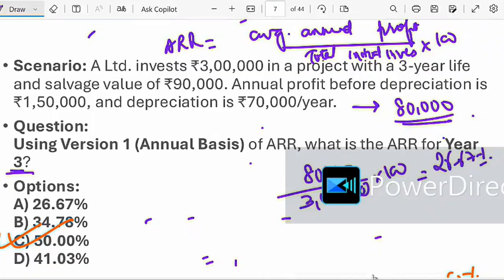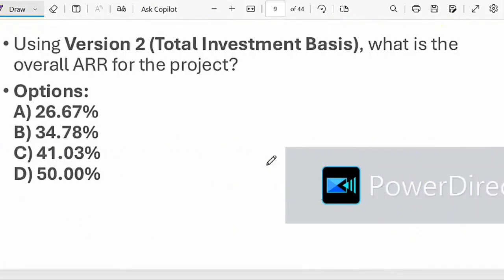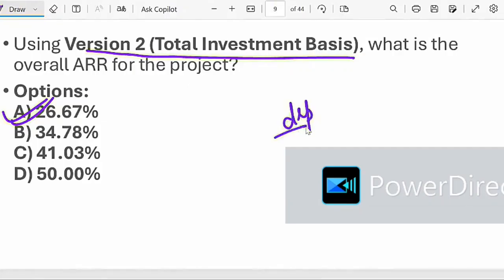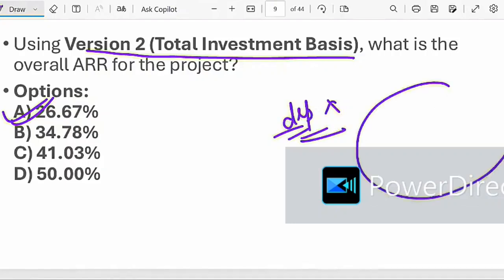Yes, very good. So the answer to this question is option number A. Is it clear? This is called version 2 of ARR. It is calculated using the average annual profit and the total initial investment. We ignore depreciation in this case because we treat the entire investment as constant. So the answer is 26.67%. I hope it is clear now.